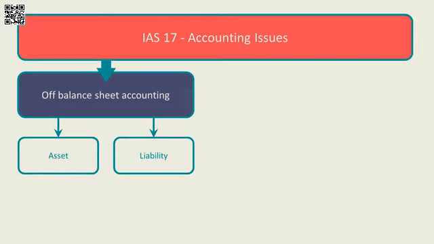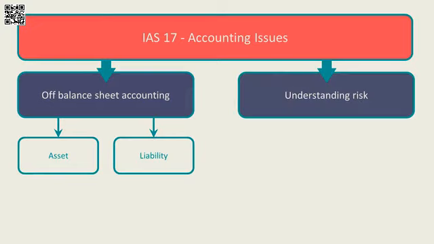Now, this meant that if you picked up the set of accounts of a company that had significant operating leases, it was very difficult to understand the asset base that the company had and used to generate its returns, because those assets would not be on the balance sheet. Perhaps even more important than that was the fact that the liability associated with those assets was also not on the balance sheet. And this leads us on to our second issue of understanding risk.